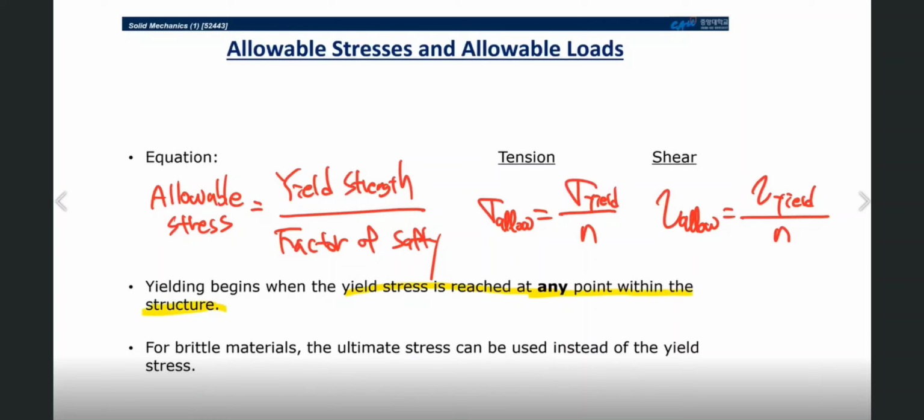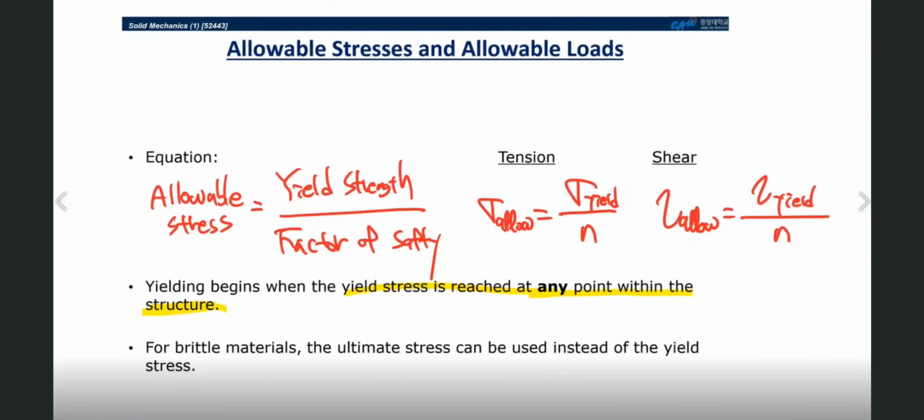So once the stress reaches the yielding condition, the yield stress, the yielding status begins. Okay, so once a certain part reaches the yield condition, then the entire structure has to be considered to exhibit yielding behavior.